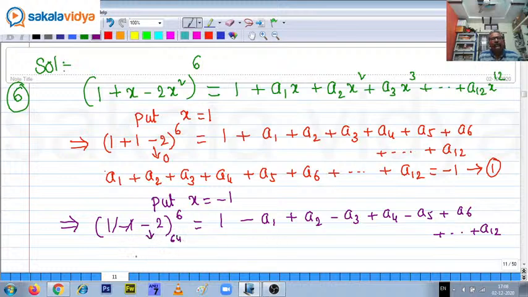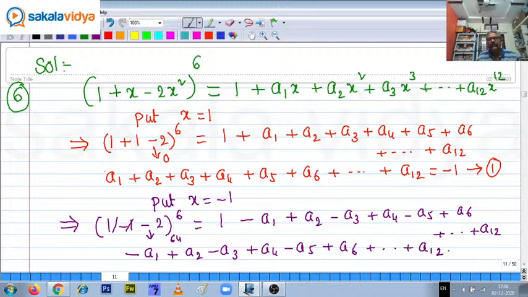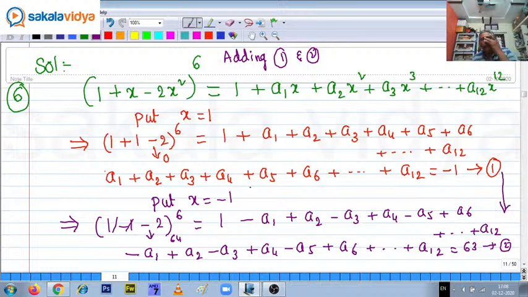So now you get: minus a1 plus a2 minus a3 plus a4 minus a5 plus a6 and so on plus a12 equals 64 minus 1, which is 63. This is the second equation. Now adding 1 and 2, adding these two equations.